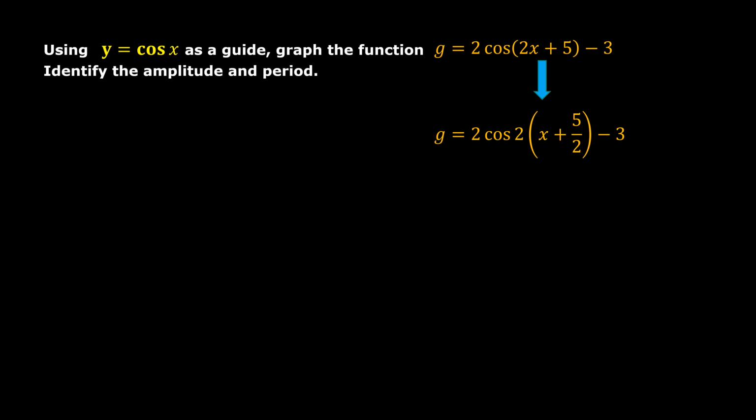Why? Because I have to show the phase shift. Now, the value of a is 2, the value of b is 2, the value of the phase shift h is 5 over 2, or rather negative 5 over 2 because you have to opposite the sign, and the value of k, the vertical shift, is negative 3. So a equals 2, b equals 2, h, the phase shift, is negative 5 over 2, as we mentioned we have to opposite the sign, and k, the vertical shift, is negative 3.